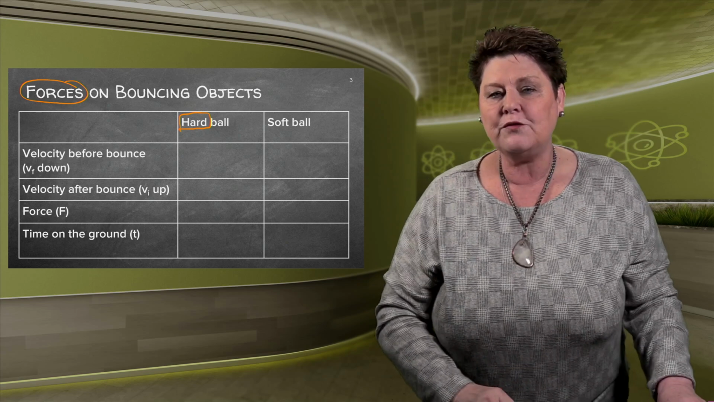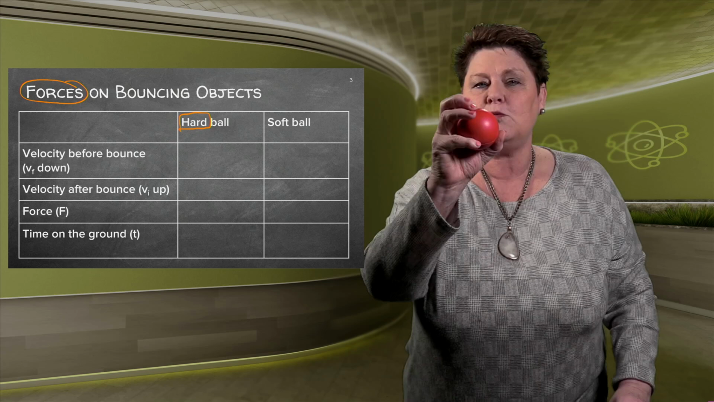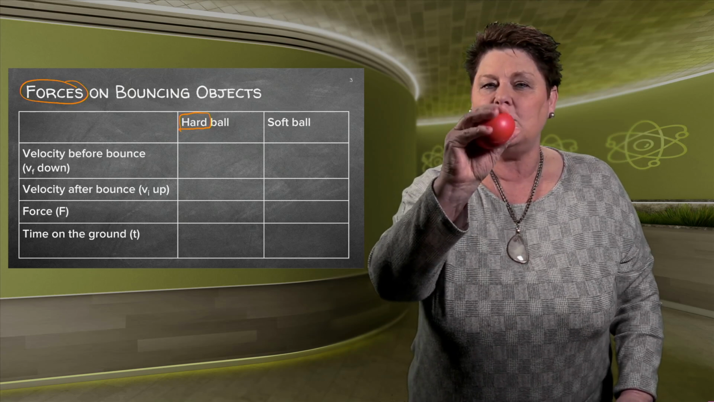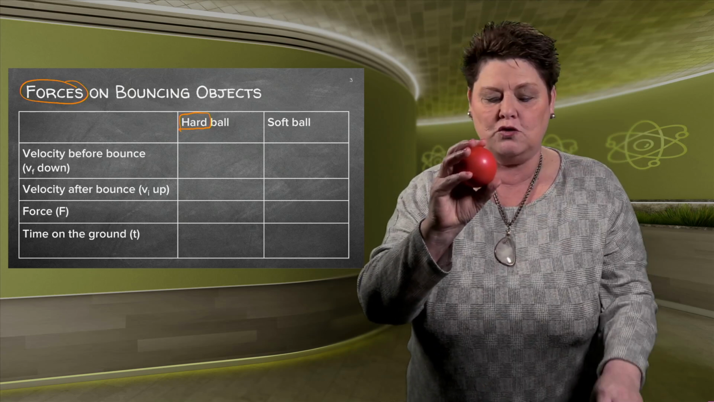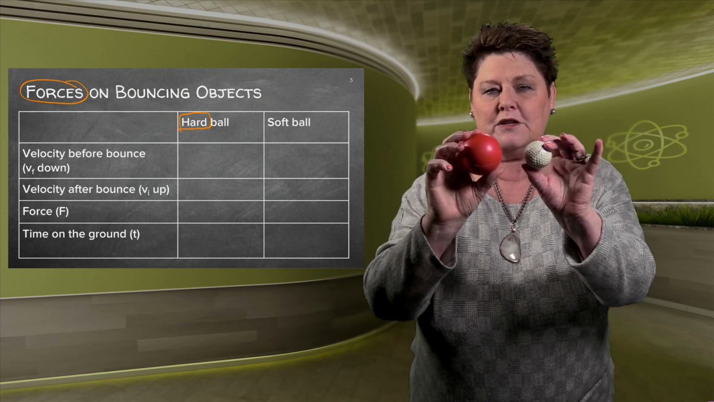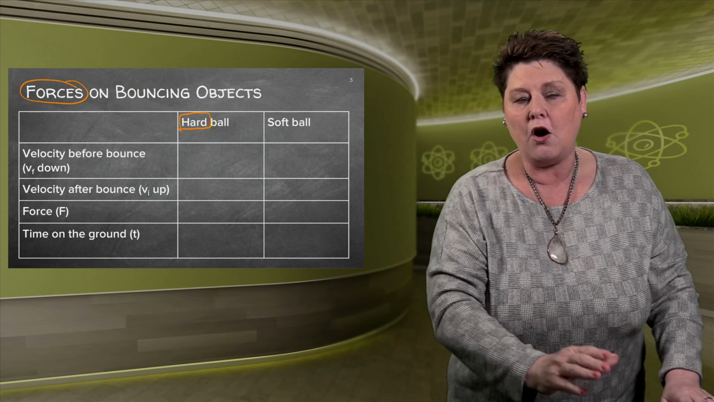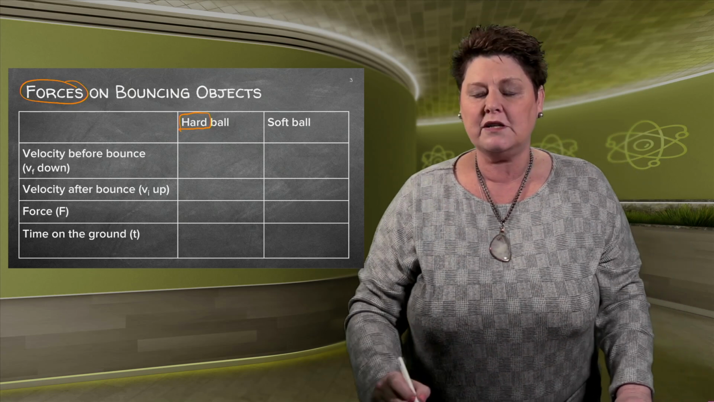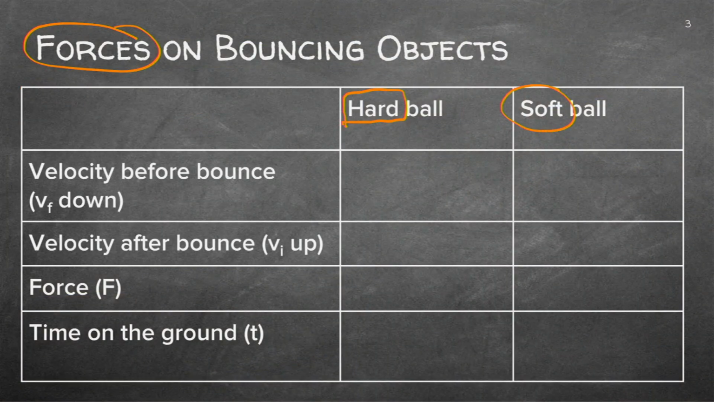The other kind of surface is a ball like this, which I can actually squeeze, and you can see the texture of these two objects is quite different. So we have to know: is it a hard ball bouncing or is it a soft ball bouncing? Why is it important? Because the velocity that it goes down with will be exactly the same for the two of them. But the velocity that it comes up with after the bounce will differ.